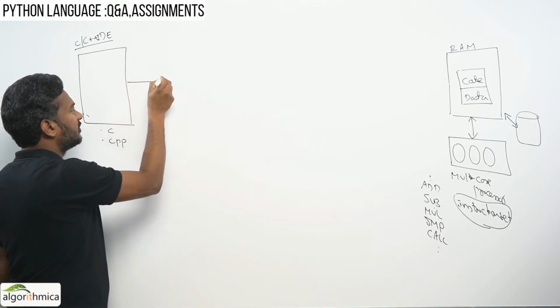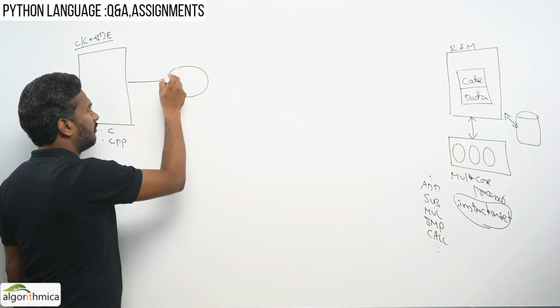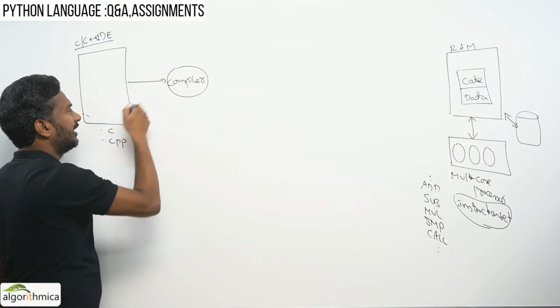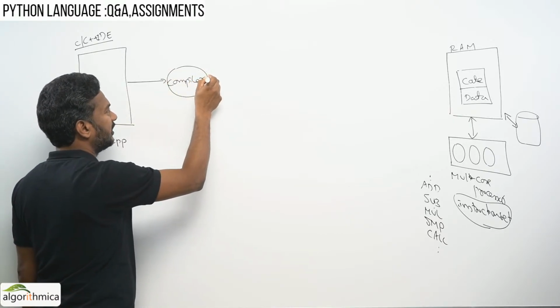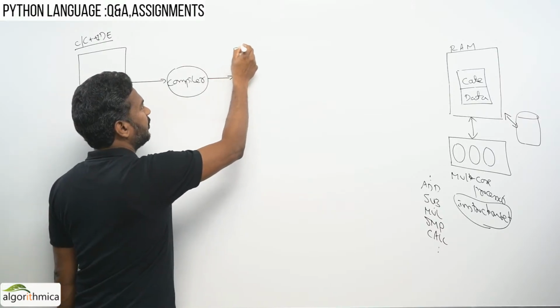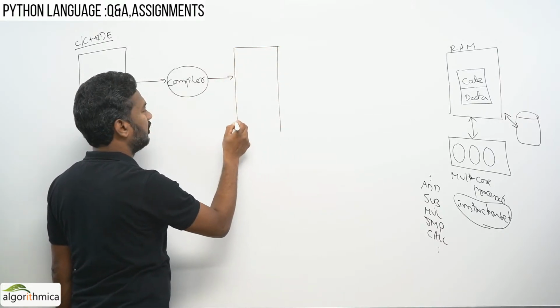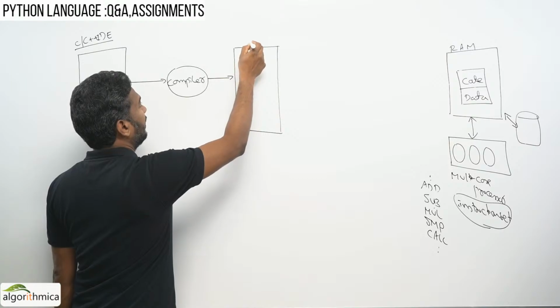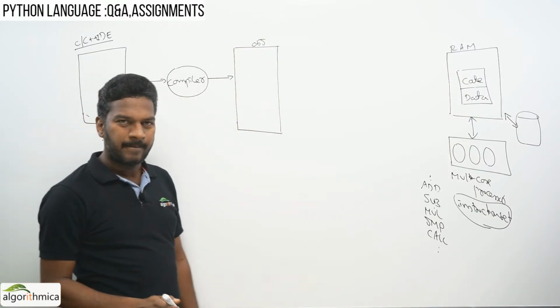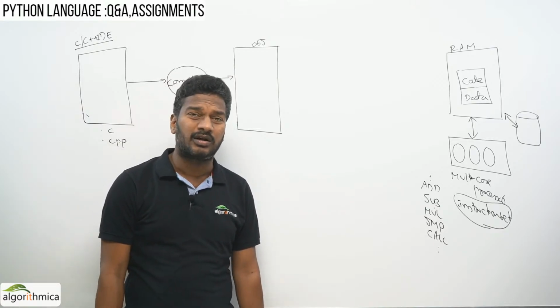So first you have to give this program to a software or another program which is called a compiler. Depending on which language, you must use that specific compiler. What does the compiler do? The compiler converts this program to something called a low level language. That specific file is called an object file. This is what initially happens.